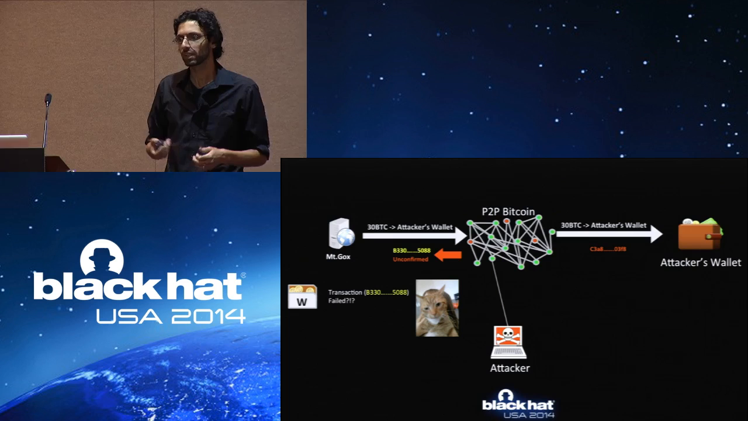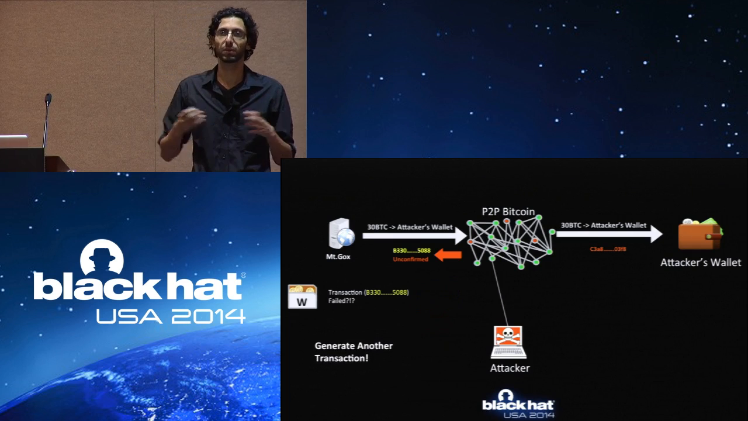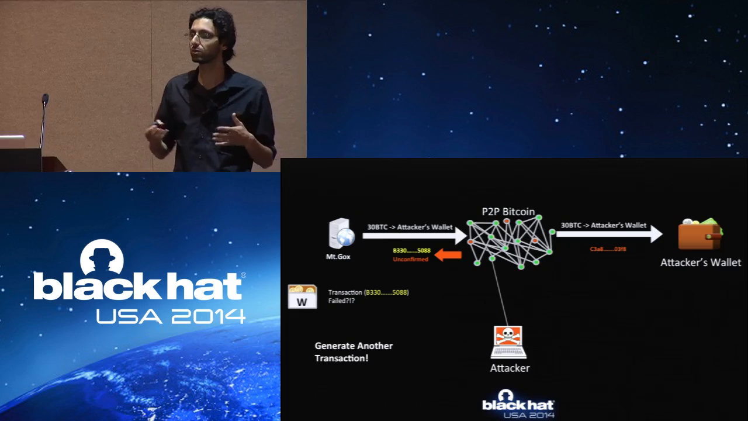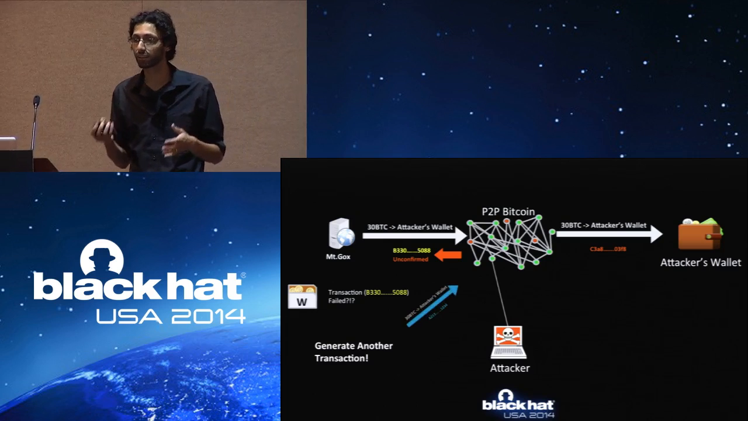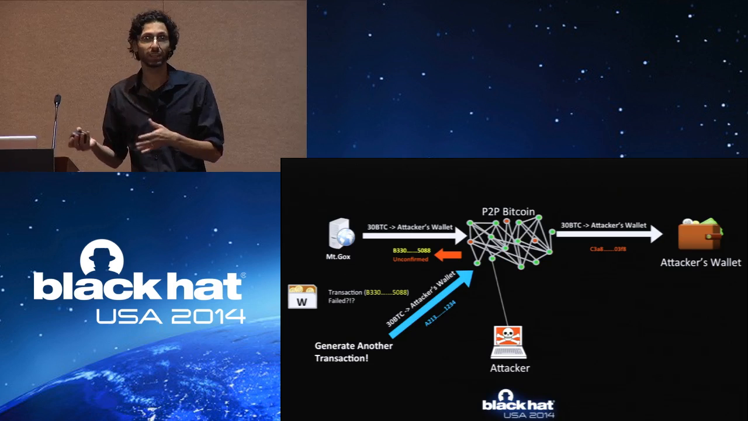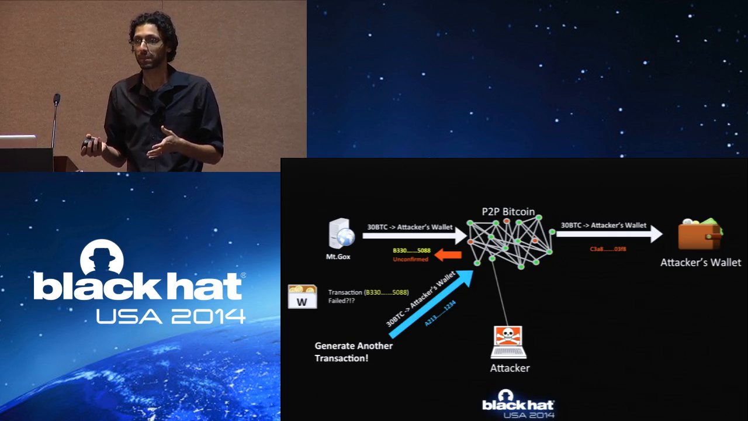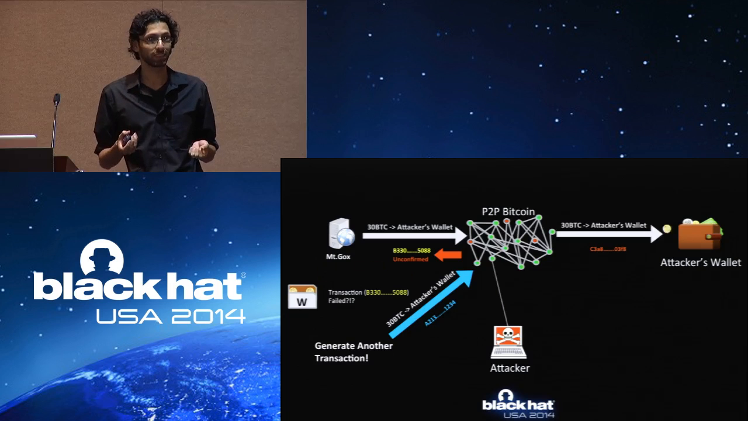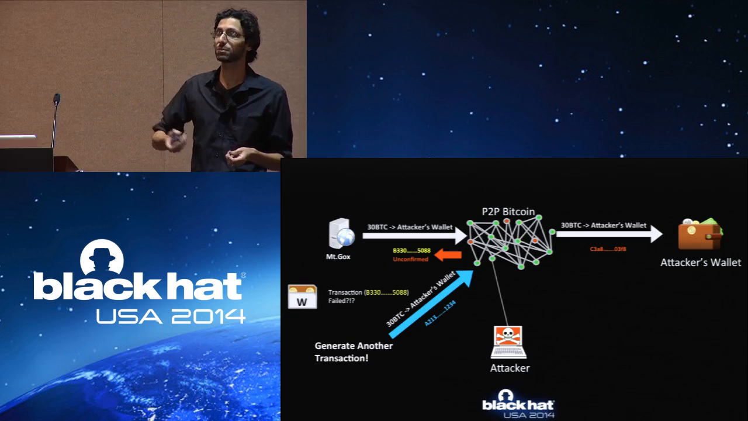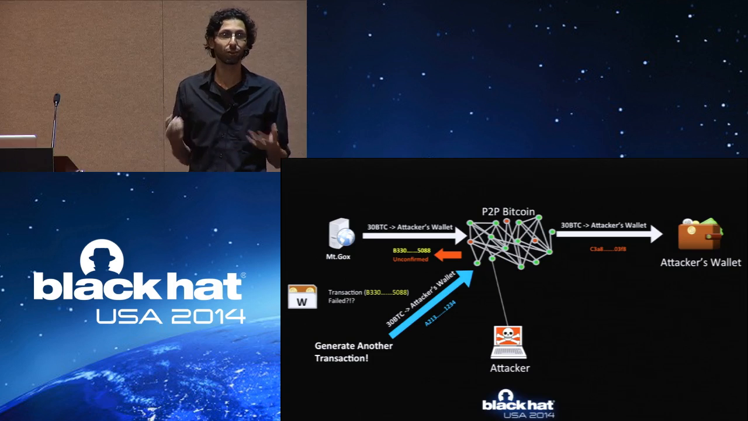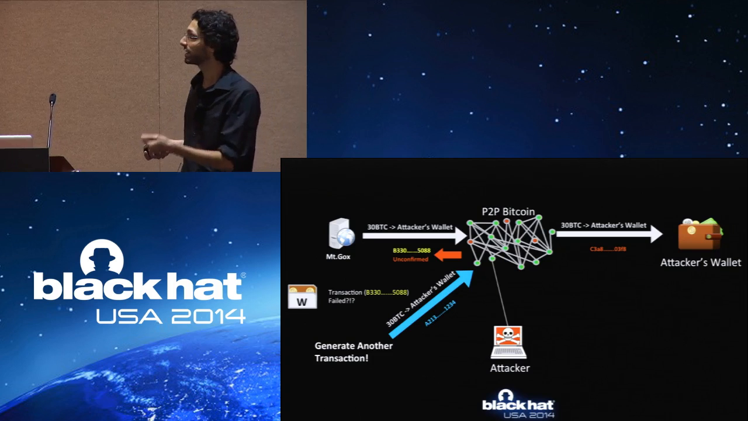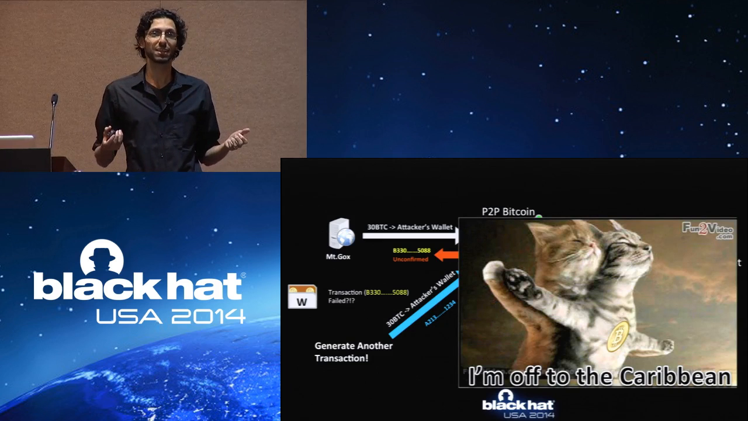And therefore, they generate a completely new transaction and send another 30 Bitcoins to the attacker from their own personal wallet. And the attacker can do this process over and over again as long as he wants. And finally, the attacker is happy.